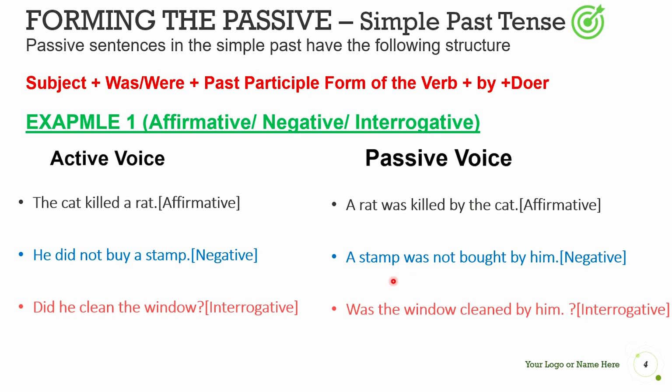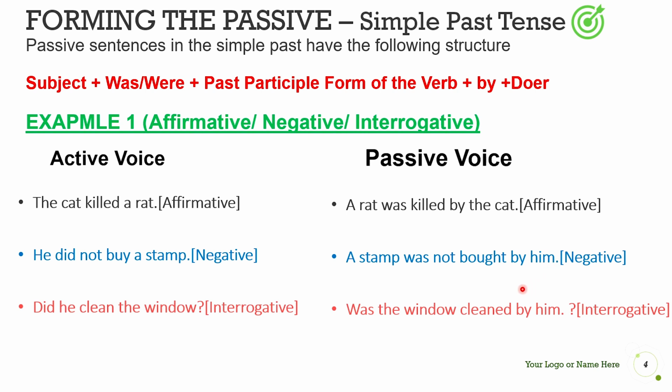This is the example of a negative sentence. The negative sentence is formed by adding not. Study the examples carefully. He did not buy a stamp. This is the negative form of the active voice sentence. We can write the negative form of the passive voice sentence in this way. The stamp was not bought by him.